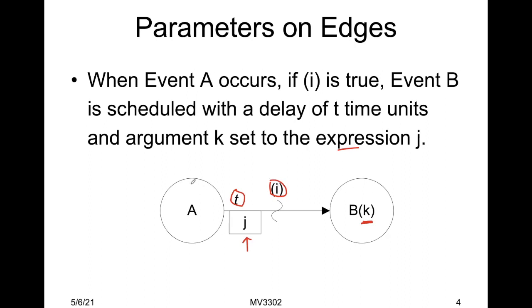But again, the way that it works is when A occurs, this expression gets evaluated. And then if the condition is true, actually, the way you usually want to do it, if the condition is true, then you evaluate the expression, schedule event B with this parameter as its argument, t time units later.